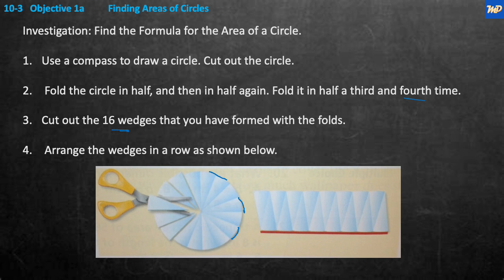Then arrange the wedges in a row as shown below. So you flip them tip to tip to tip to tip back and forth. You can see how it goes. So you have all 16 of these laid out in this format. That's the start of what we're going to work on here.